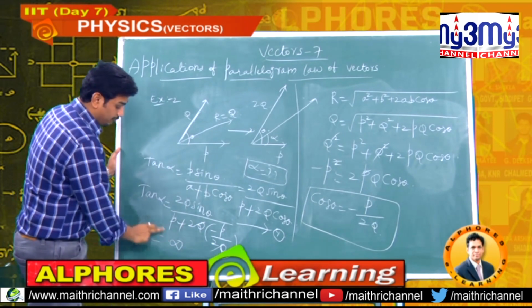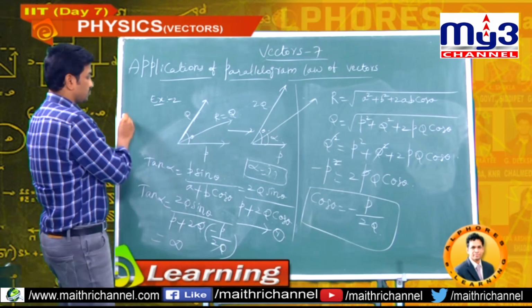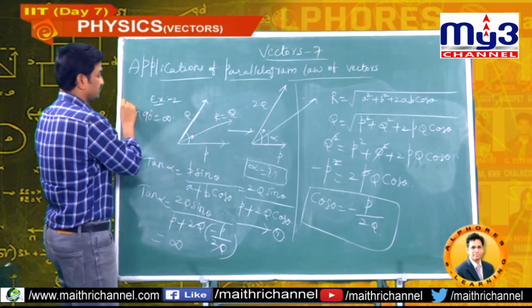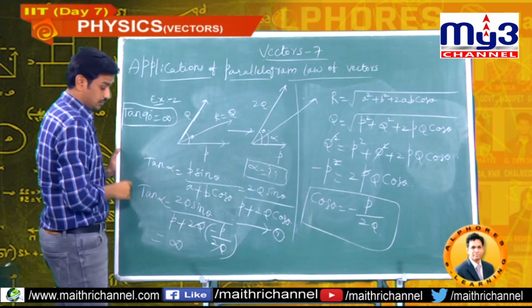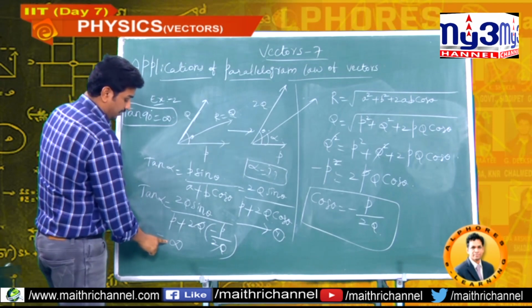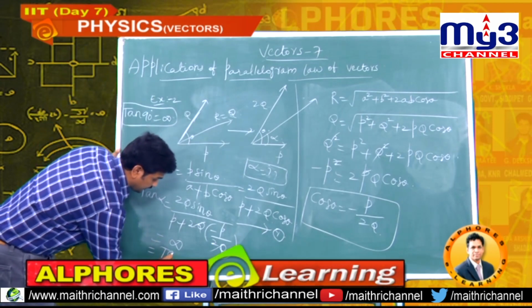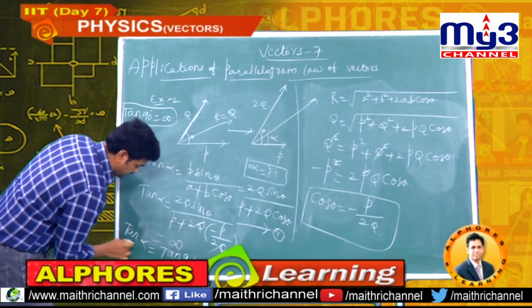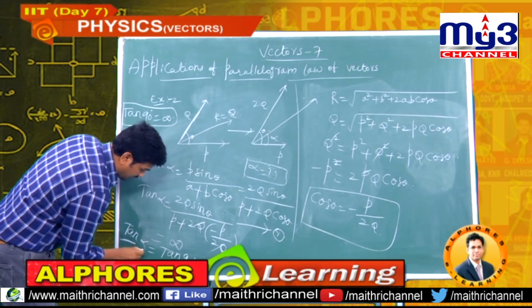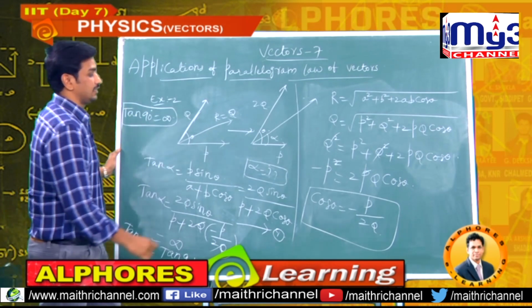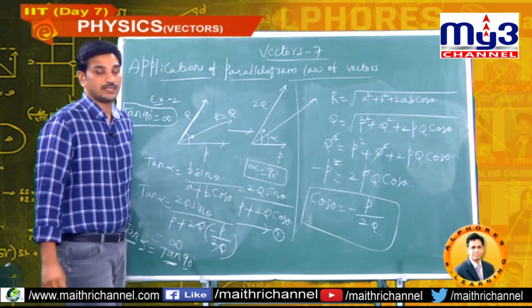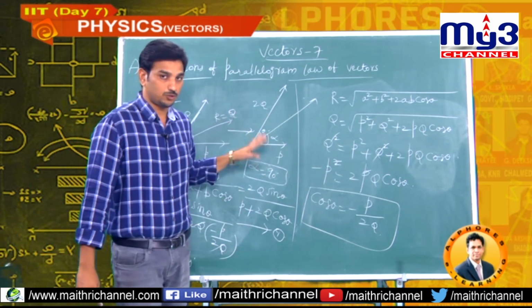Now tan alpha is infinity. You know the values: tan 90 degrees is infinity. You know that? Yes. So I will replace infinity with tan 90 degrees. Now left side tan, right side tan. Now what is alpha? Alpha value is 90. What is the answer? Alpha is 90 degrees.